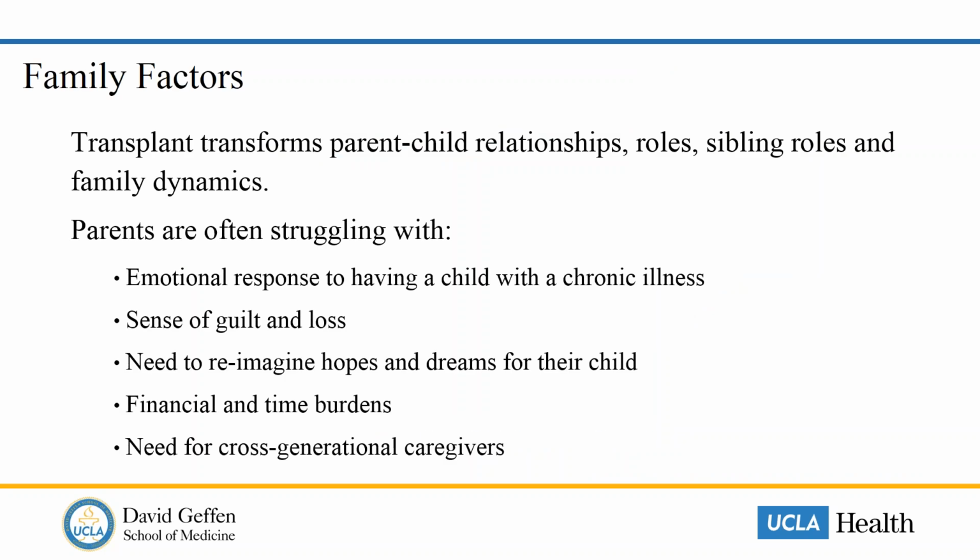Now, there's a lot of family factors that go into the transition process. I'm sorry, this is a slide that specifically refers to transplant, but any chronic illness really transforms the relationship of a parent and child, and it also has really big impacts on siblings and the entire family dynamics. Our parents often struggle with a change in expectations when you have a child who has an illness, the sense of guilt and loss, and maybe mourning what may never come for their child.